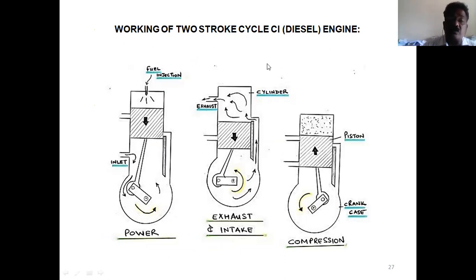While comparing with the four-stroke engine, two-stroke engines are highly efficient because power is developed in one revolution itself. Whereas in the four-stroke engine, it takes two revolutions to develop one power stroke. Okay, so we will discuss this in the next class.